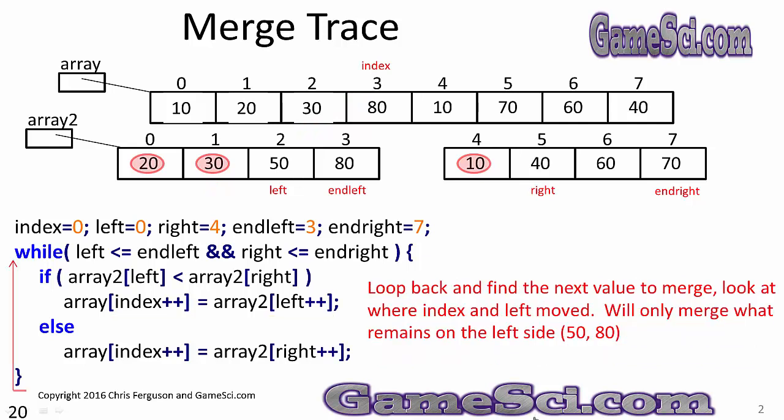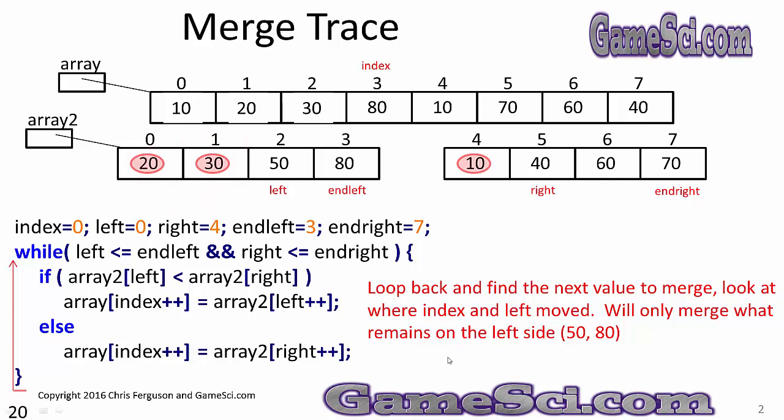We hit the end of the while loop and we back up and find the next value to merge. Look at where index and left have now moved. We will only merge what remains on the left side. 50 and 80 still need to merge. 40, 60, and 70 on the right still need to merge. You've got to kind of block out the numbers that are in red. They have already moved up.